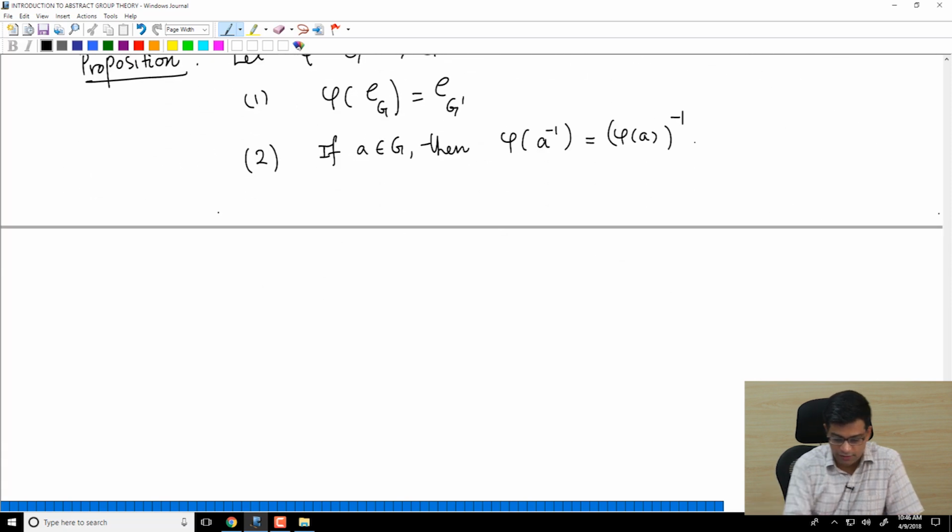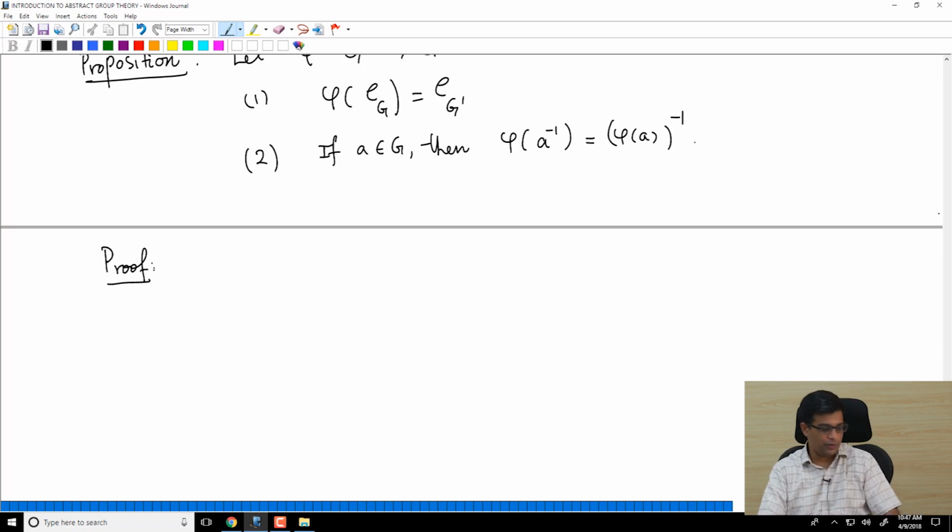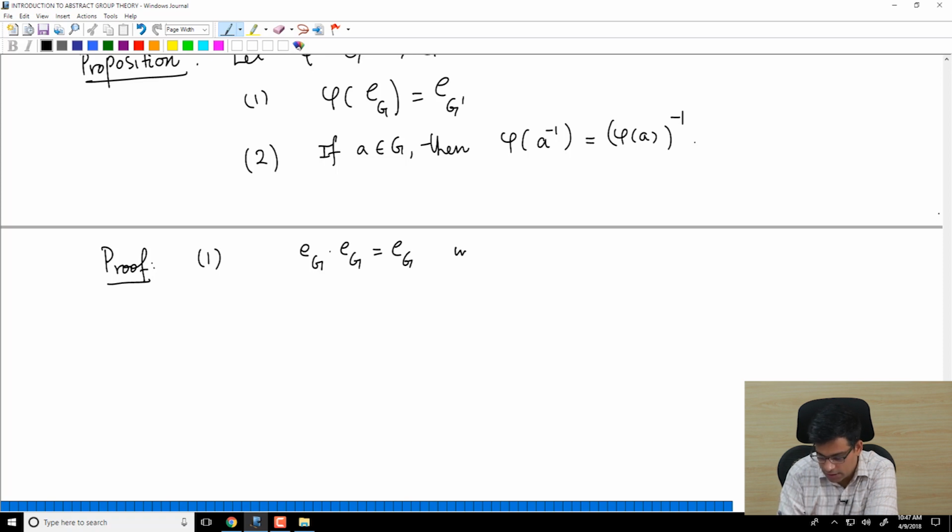So let's prove this. This is very easy. The condition that phi of AB equals phi of A times phi of B is a powerful condition that guarantees this. Note that E_G times E_G is E_G. This is an equation in G. That is because anything multiplied by E_G gives it back, so in particular E_G times E_G is E_G. So apply phi to both sides.